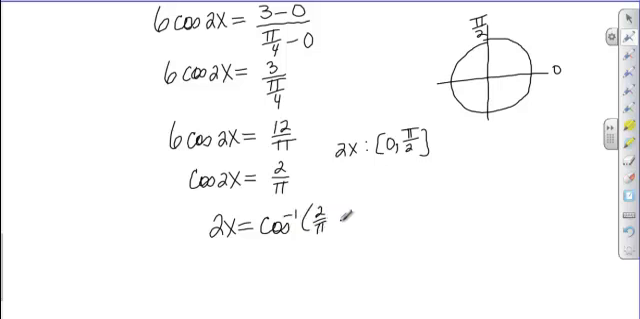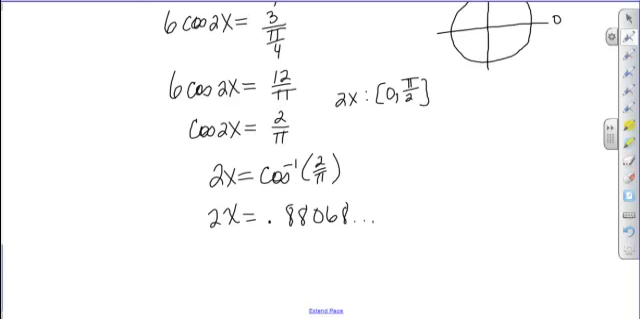of 2 over pi. If you do that calculation in your calculator, you will find that 2x is going to be equal to 0.88068, etc. You round off to at least 3 places and I'm a happy person. Then solving for x, by dividing both sides by 2, you'll have 0.44034.